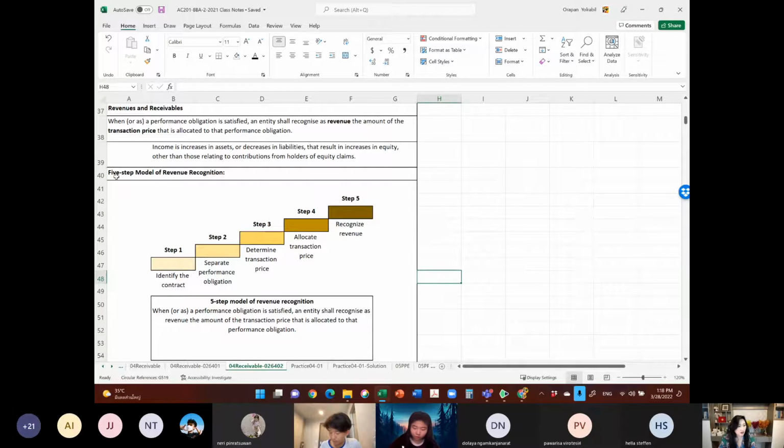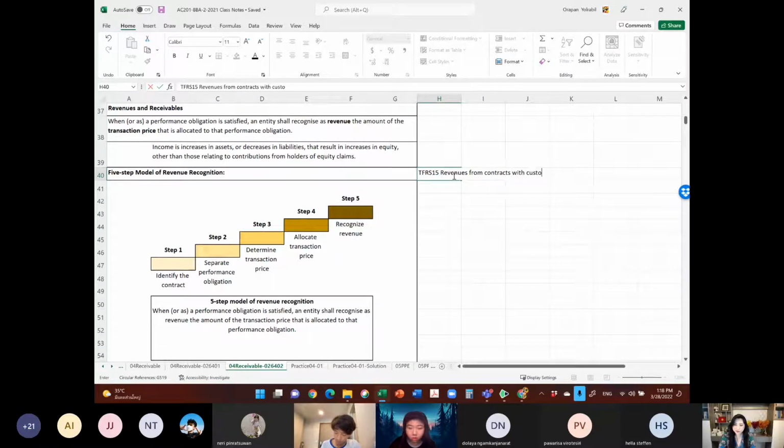So over here, we have what we call the 5-step model of the revenue recognition. This is actually stated in TFRS number 15, which is Thai Financial Reporting Standard number 15 on the revenues from contracts with customers. Let me elaborate on this briefly, but you get to learn it in full detail in AC412 if you are an accounting major. So this is just a brief overview, a big picture of this 5-step model.